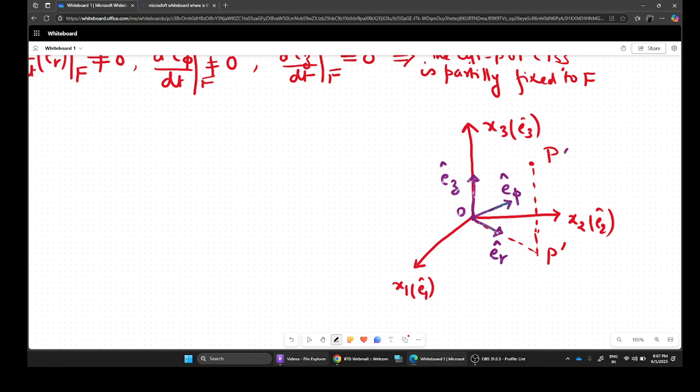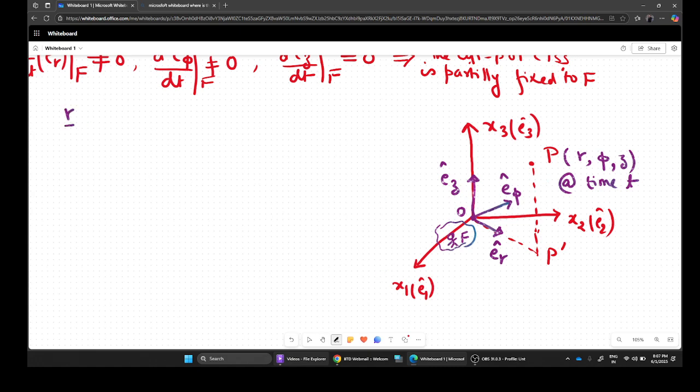Now in this coordinate system, R, phi and Z are the scalar coordinates of point P, and this is the situation at time t as observed by this observer tied to frame F. Okay, at time t the particle is here and the person is observing.